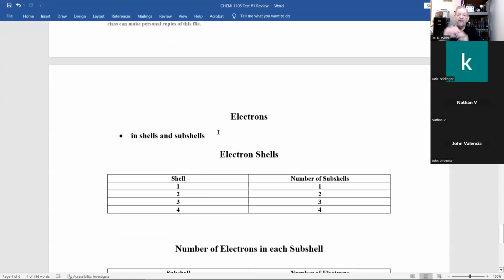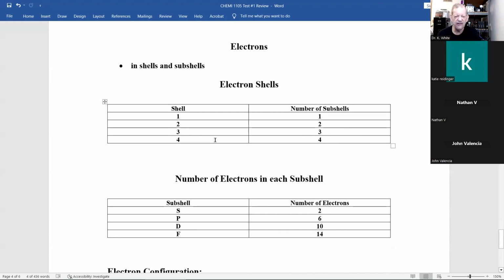Now, if the protons and neutrons are in the nucleus, the center of the atom, which is very dense, where are the electrons? They're all around the nucleus of an atom in the shells and subshells of the atom. You should know that the electron shells have the shell names, very difficult to remember, 1, 2, 3, and 4. And the subshells: shell 1 has 1 subshell, shell 2 has 2, and shell 3 has 3.